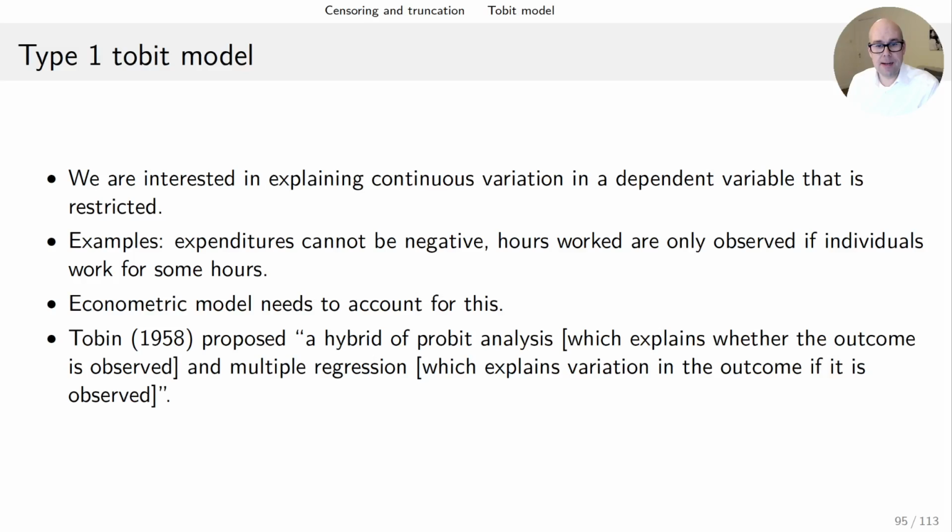And already in 1958, which is quite a while ago, James Tobin proposed, I quote here, a hybrid of probit analysis, which would explain whether the outcome is observed, and multiple regression, which would explain variation in the outcome if it is observed.